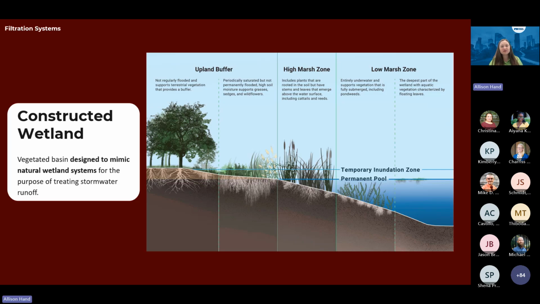Next, for constructed wetlands. Constructed wetlands are shallow vegetated basins designed to mimic natural wetland systems for the purpose of treating stormwater runoff. These systems use a combination of sedimentation, plant uptake, and microbial activity to remove pollutants from runoff. In addition to their primary water quality function, constructed wetlands can provide wildlife habitat, reduce flood peak flows, and offer aesthetic and recreational values in urban landscapes.